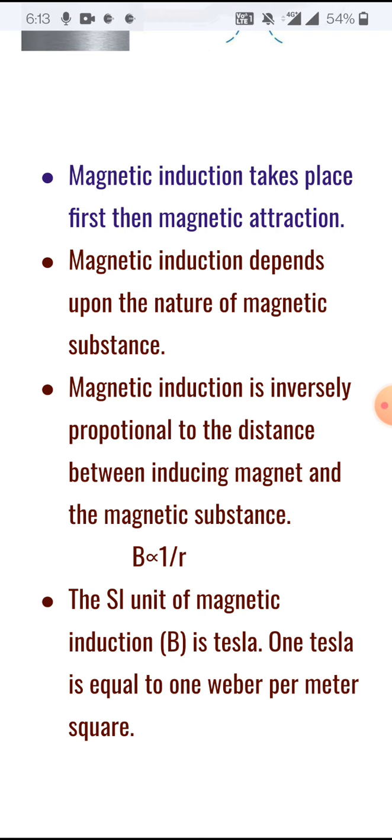Here B is inversely proportional to 1 by R. B is the magnetic induction and R is the distance between the inducing magnet and the magnetic substance. The SI unit of magnetic induction is Tesla, that is, 1 Tesla is equal to 1 Weber per meter square.